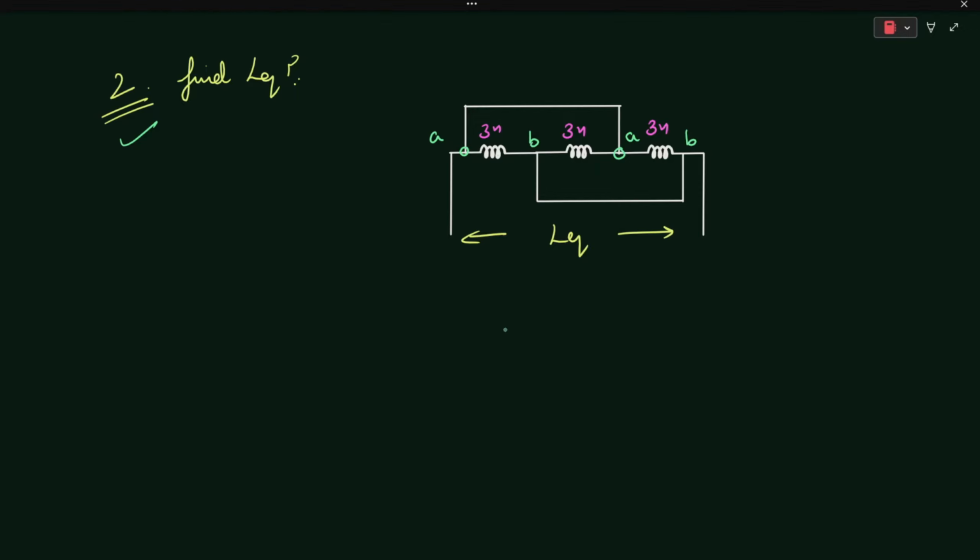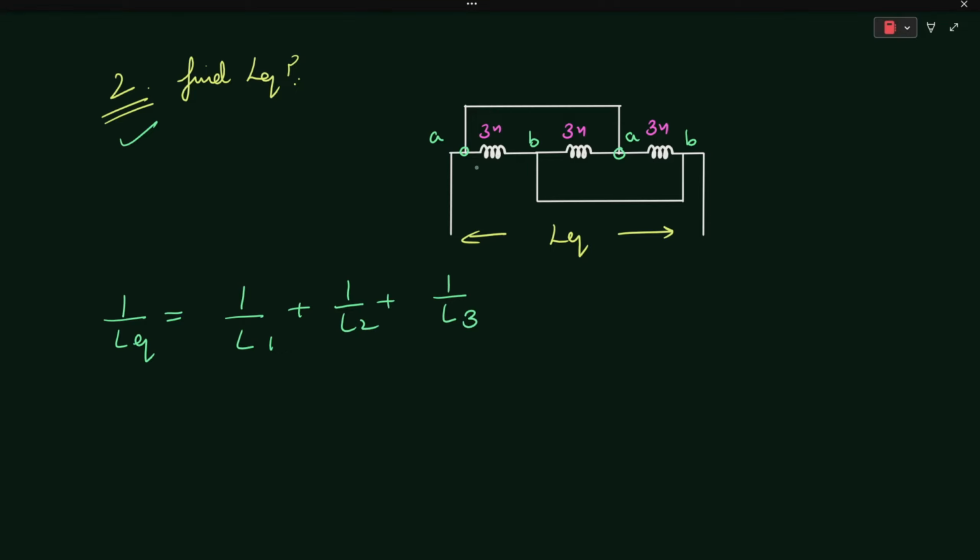Since all the 3 henry inductors are connected between the same nodes A and B, it means that these 3 inductors are connected in parallel with each other. So the equivalent inductance is given by 1 by L equivalent is equal to 1 by L1 plus 1 by L2 plus 1 by L3.